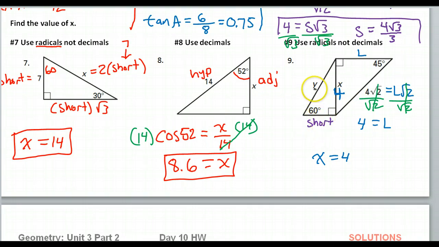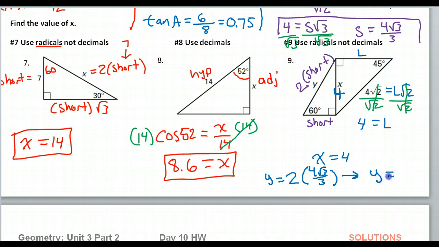Okay, now here's the key. To get the hypotenuse, it's always 2 times the short leg. So that means y is going to equal 2 times 4 radical 3 over 3, which means that y is going to be 8 radical 3 over 3. Which really, you can do that in your head.